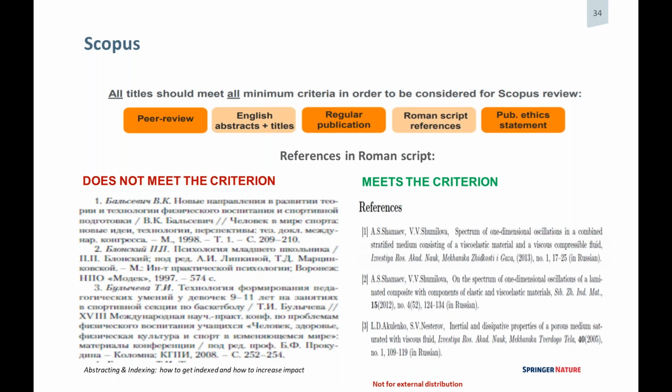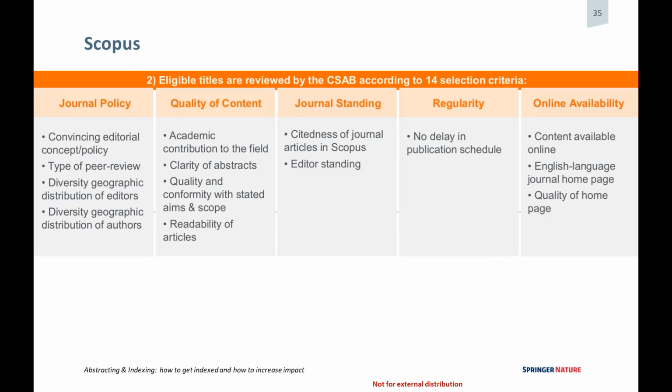And the ethics statement is also very critical. We already covered that as the basic requirement. So these are more in detail. They want journal policy, again, peer review policy, editorial statement, international diversity, geographic diversity. They want to see that because it is a global database. They will pay attention to the quality of content. What is the journal standing?